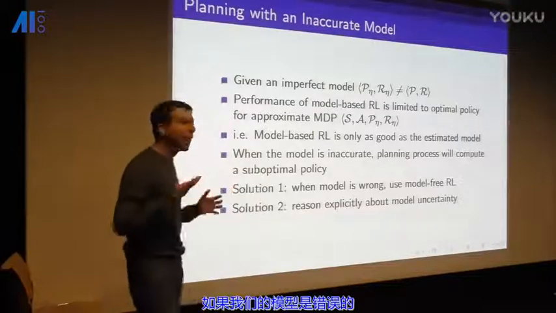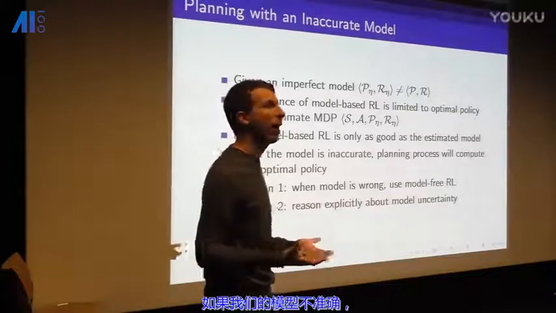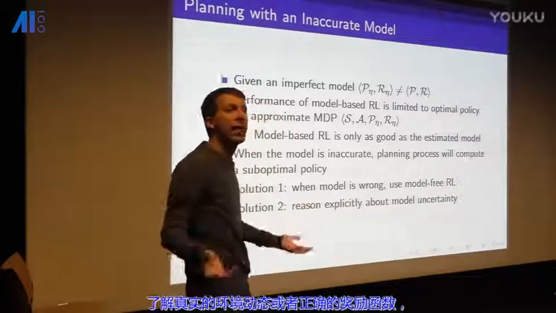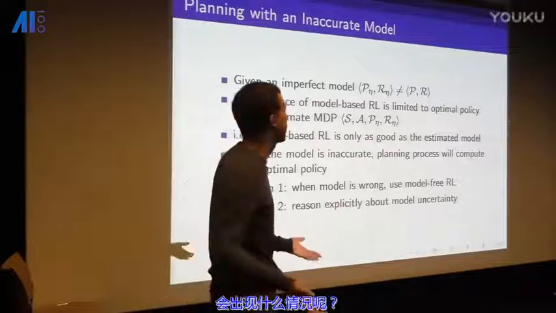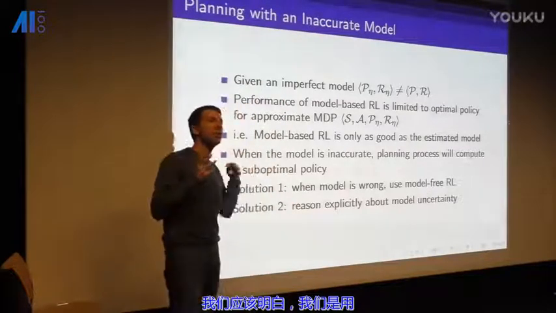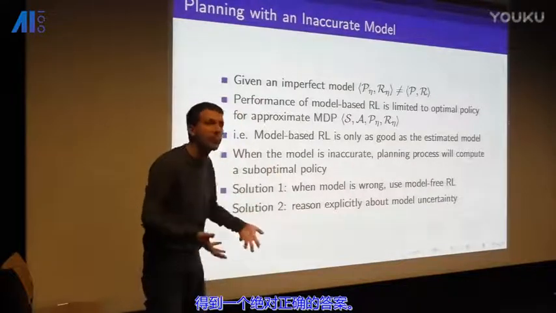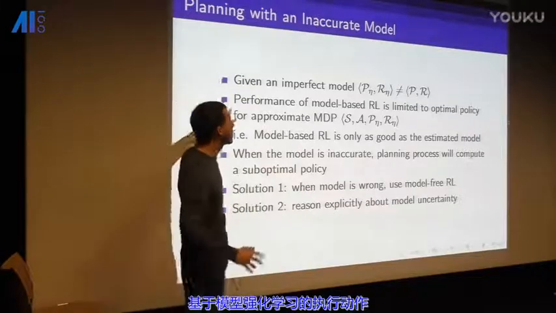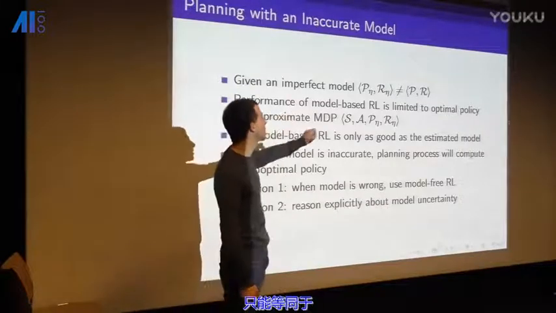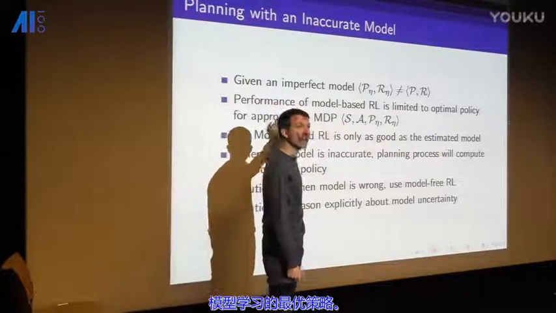So what happens if our model is not right? What happens if we have an inaccurate model? What happens if we haven't seen enough data to really understand the true dynamics of the world, or the true reward function of the world? We should understand that when we plan with this imperfect model, we shouldn't expect to get the right answer. The performance of model-based reinforcement learning is only as good as the optimal policy for the model that we've learned.